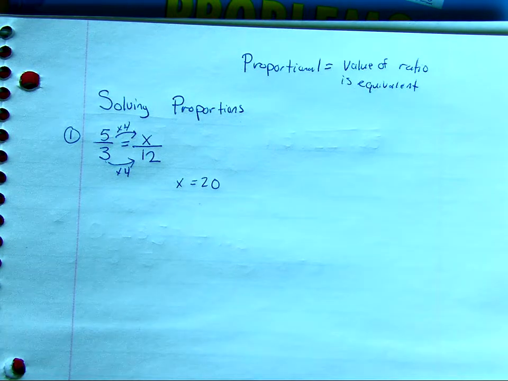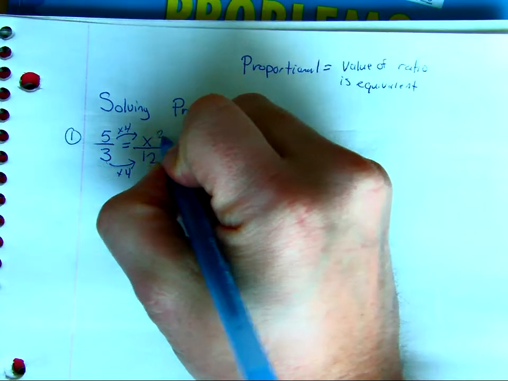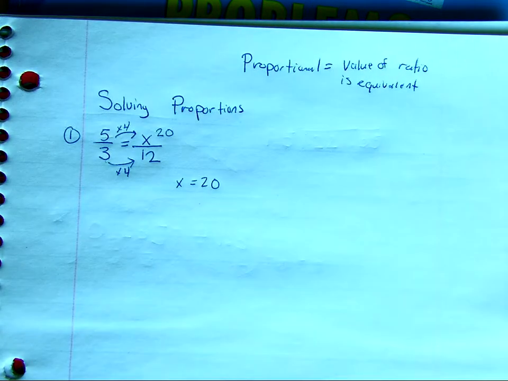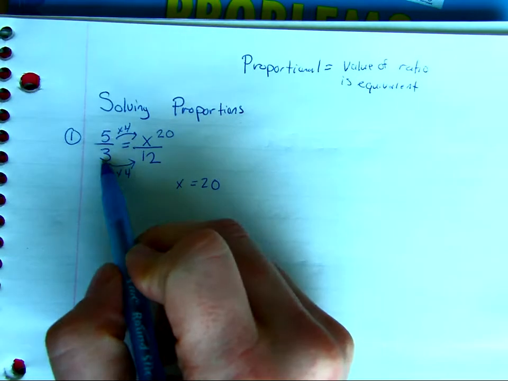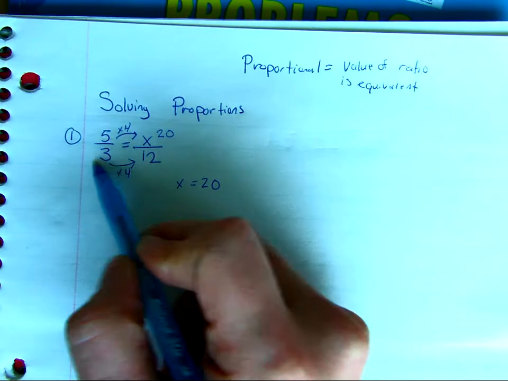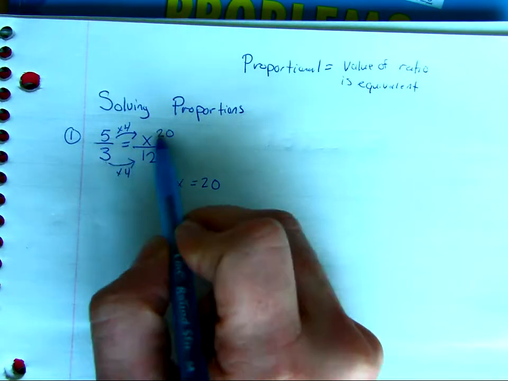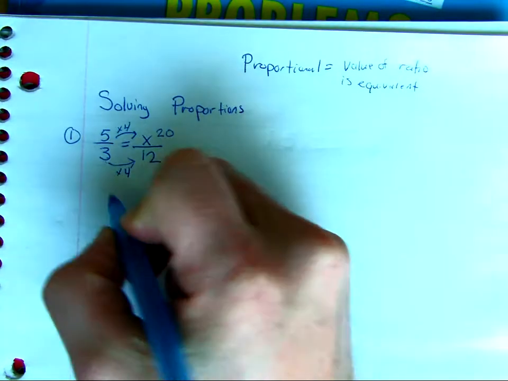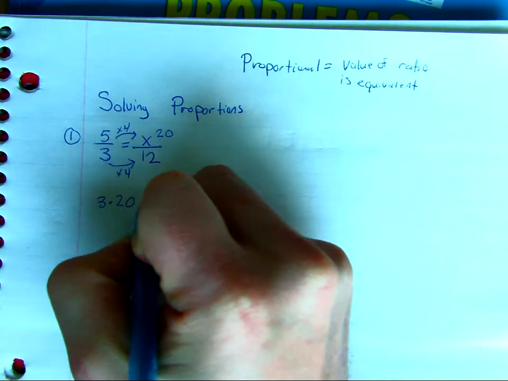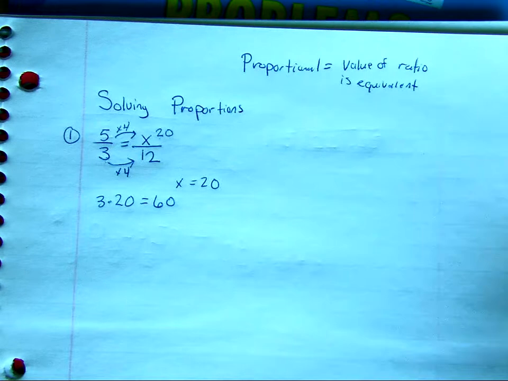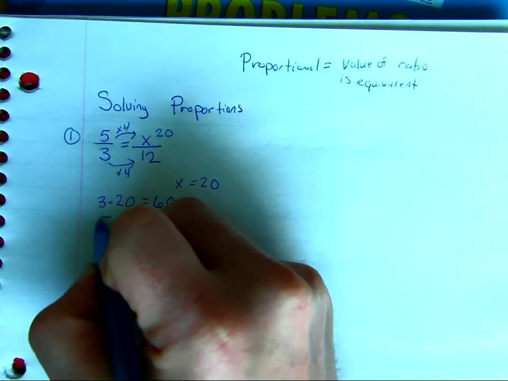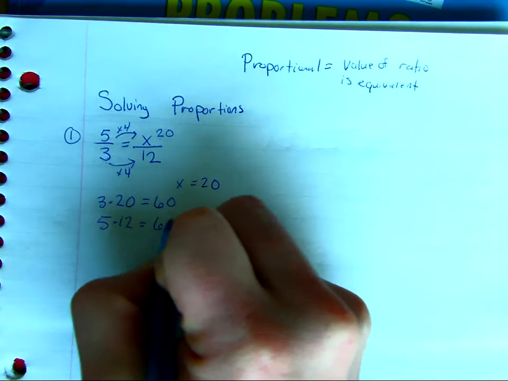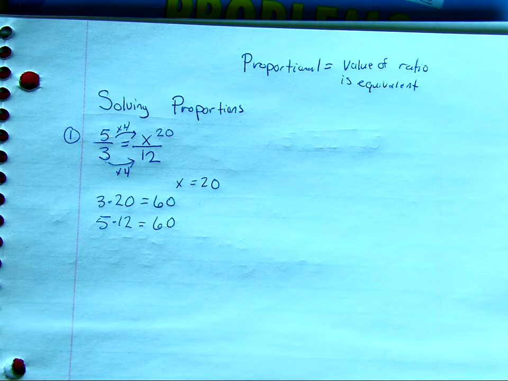So I'm going to multiply by 4, and then x would be 20. Okay, one thing that maybe you didn't know is when things are proportional, the cross multiplying products are going to be equal to each other. So 3 times 20 makes 60, and 5 times 12 also makes 60. That's telling me, yes, these are equal.